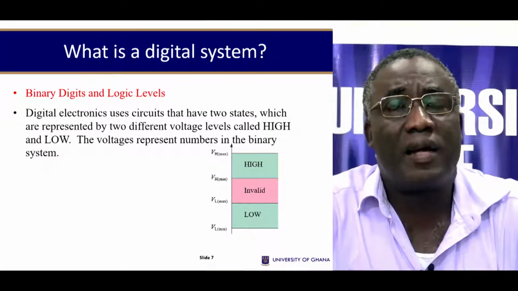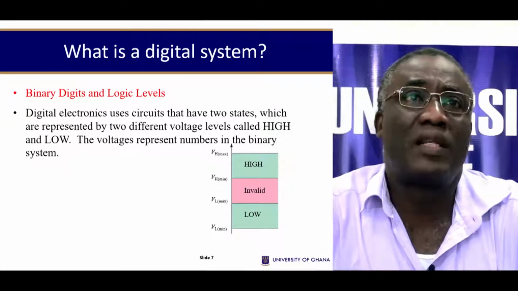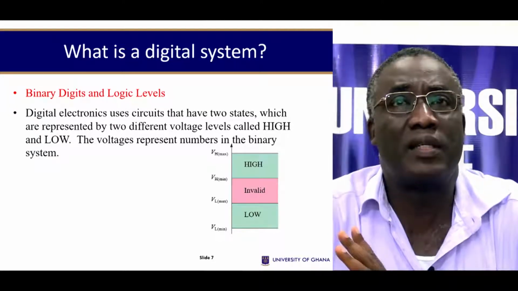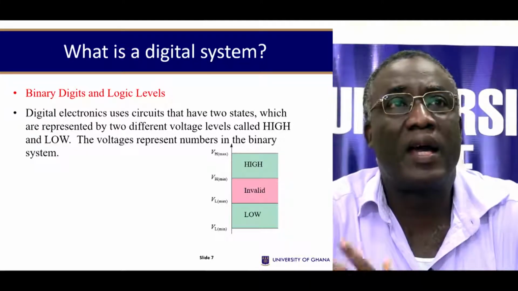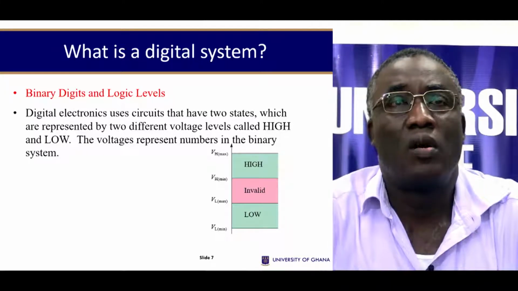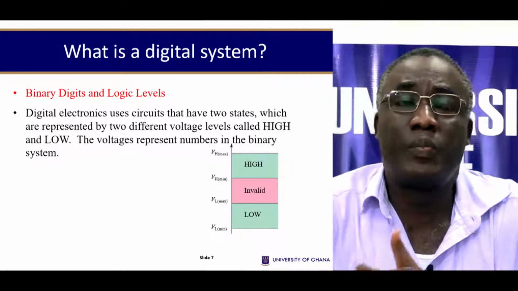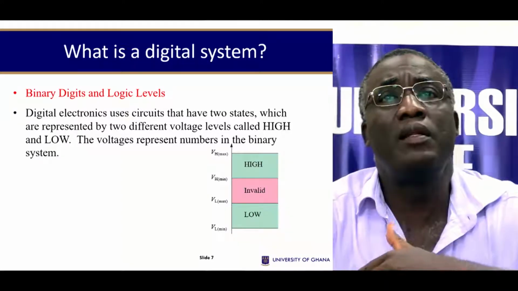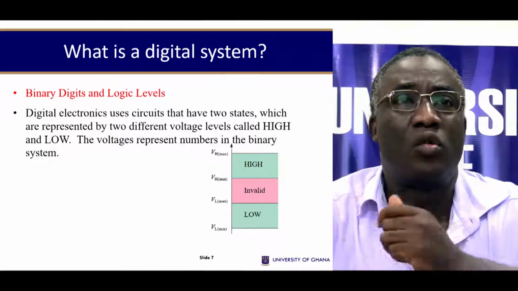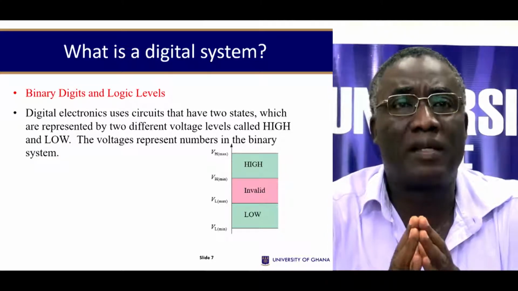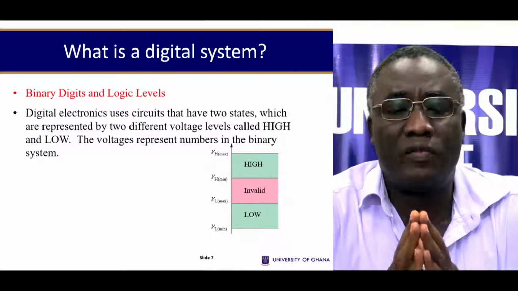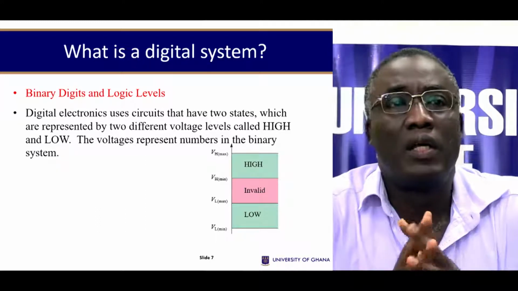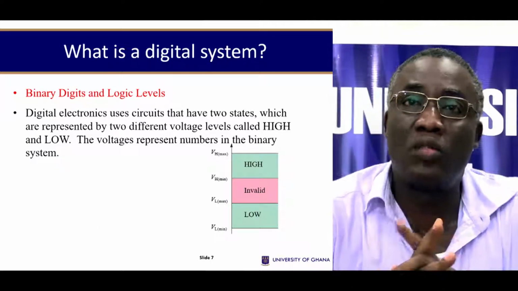Digital systems are characterized by binary digits or logic levels. In any digital electronic system, you have two states, and this can be represented by either high or low signals or voltages. And these voltages represent numbers in the binary system. So anything in between the high and the low will be invalid. So we need to be able to say what value is a high and what is a low. So for example, you might use a 5 volt battery in your system.